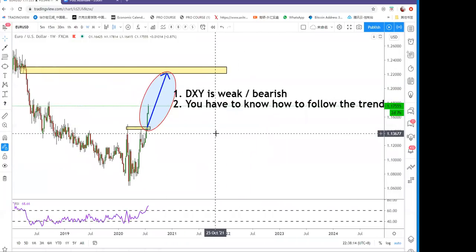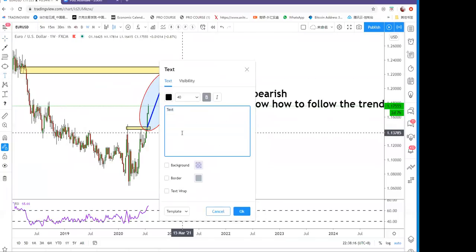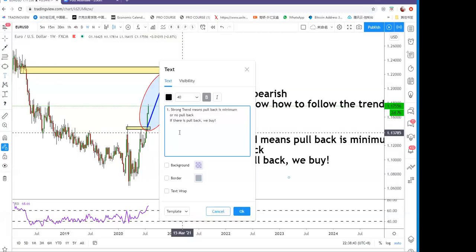Buy the pullback? Not really. That is only one option, okay? As you know, with a strong trend, the pullback is very, very minimal, or there is no pullback. So if there is a pullback, we can buy. That's perfect. But what happens if there's no pullback? What strategy can you use?